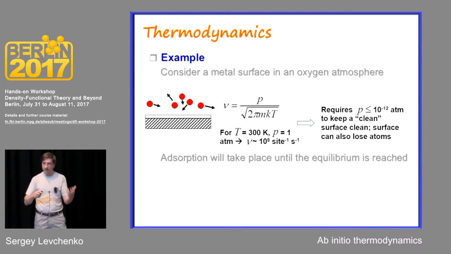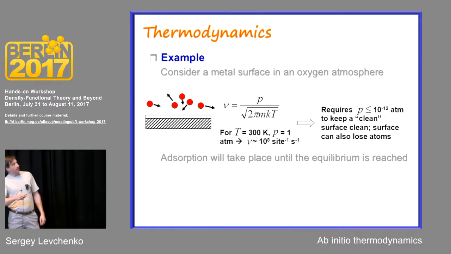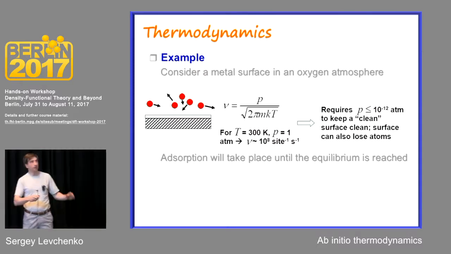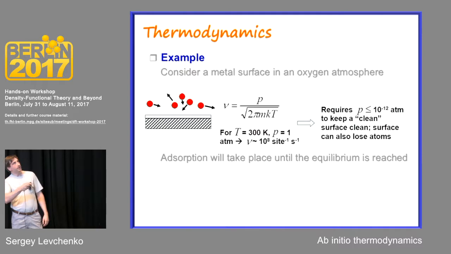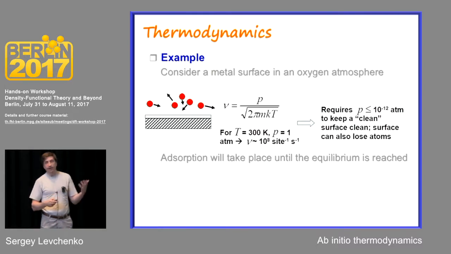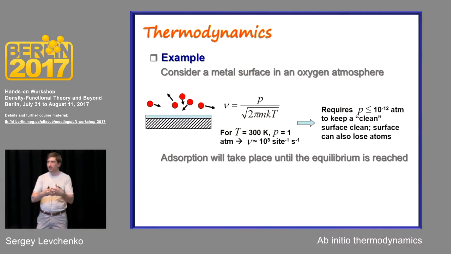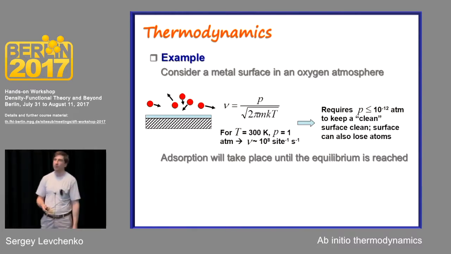So this means that if there is a tendency for the molecule to adsorb at the site, even if there is a barrier, eventually it will happen, and the surface can change its composition. So this adsorption will take place until the equilibrium is reached, and it is required to have very low pressure to keep a clean surface actually clean. But if we have very low pressure, then eventually, if we have, for example, an oxide, the oxygen starts to outgas from the material, and this will change, of course, its properties, in particular catalytic properties.